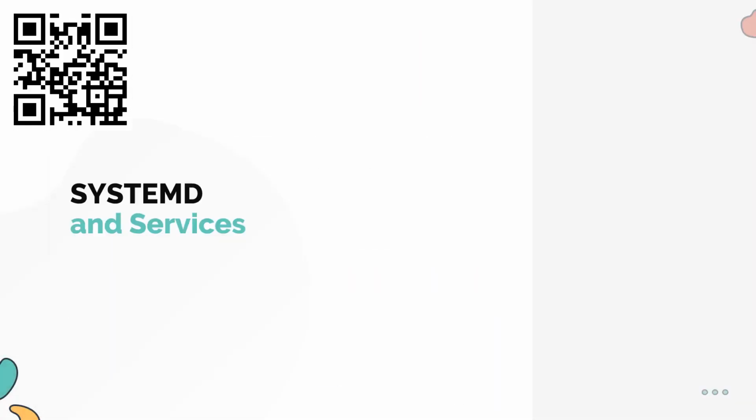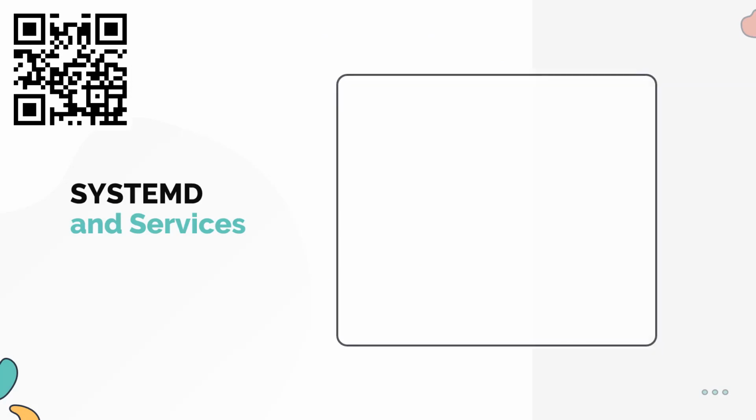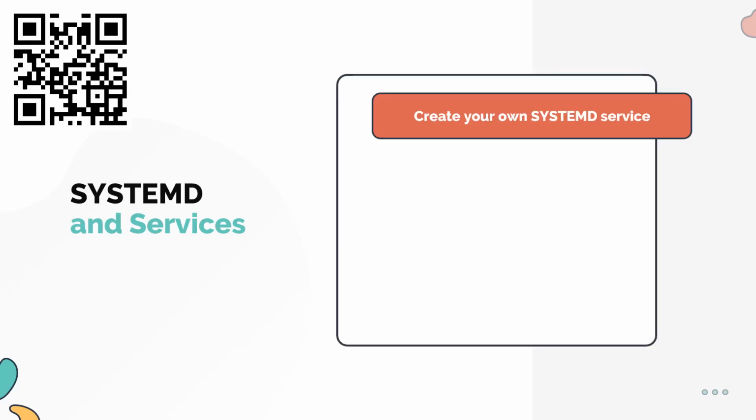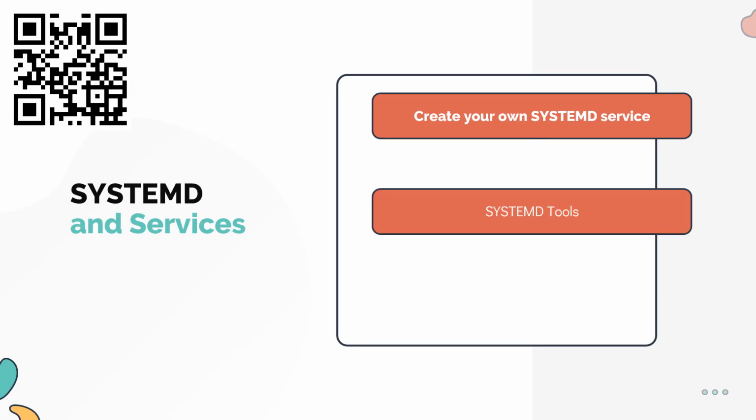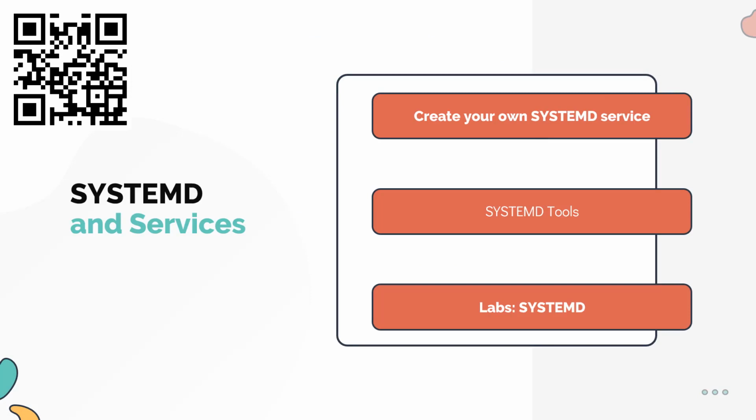In this section, we will learn service management with systemd by creating a service unit from scratch. We will then look at the tools used by systemd, specifically systemctl and journalctl. We will close this section with a hands-on lab exercise.